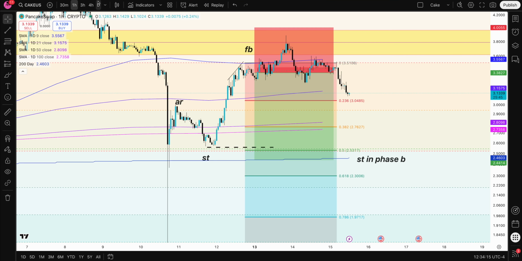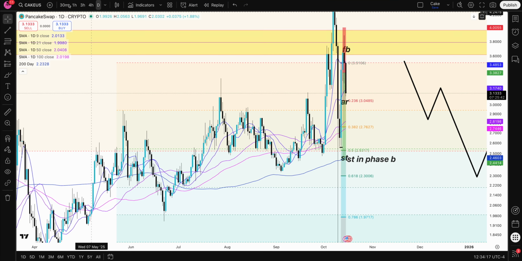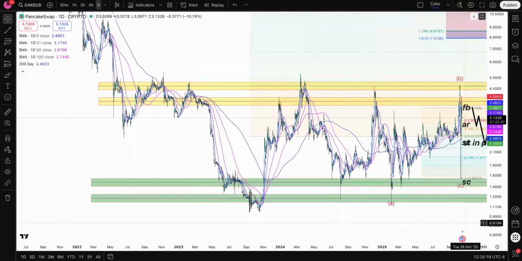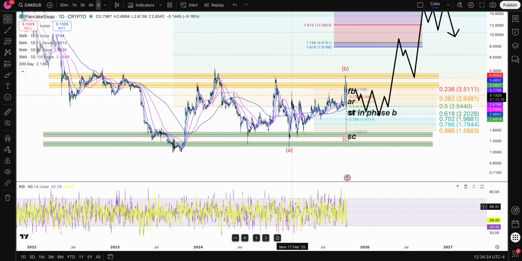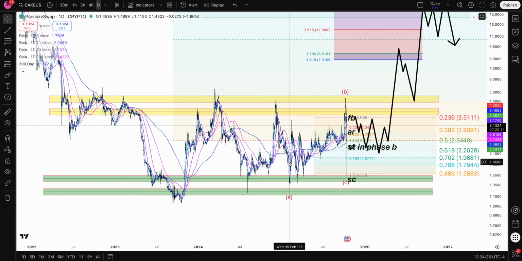Let's take a look here at Cake. Now, I'm very bullish on Cake, and this structure actually reminds me a lot like ETC back when we had the 2021 COVID dump.